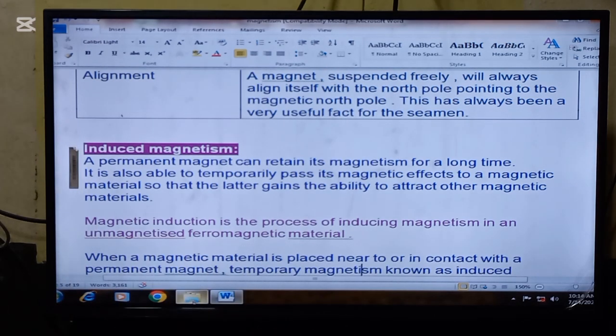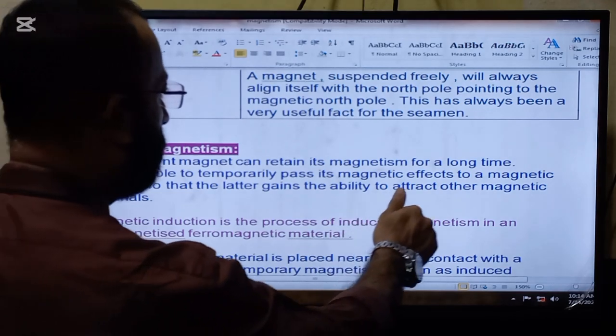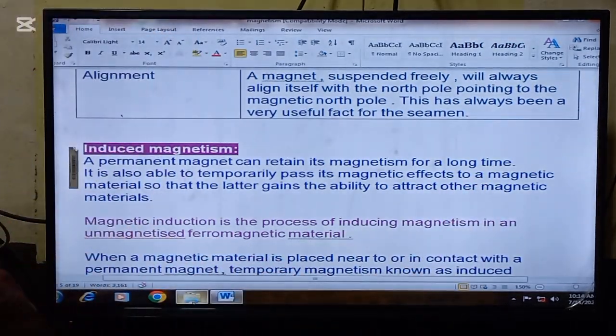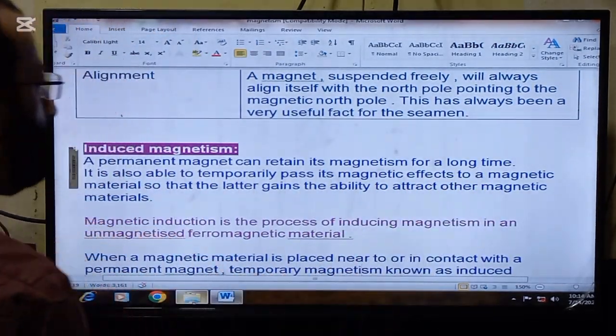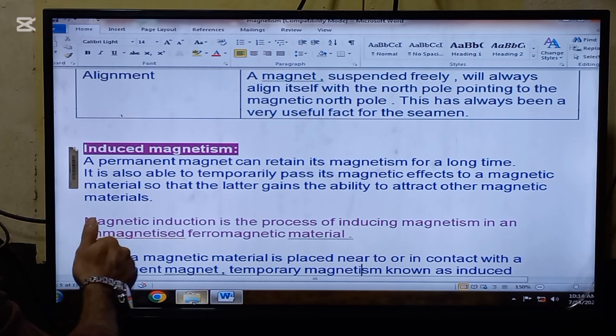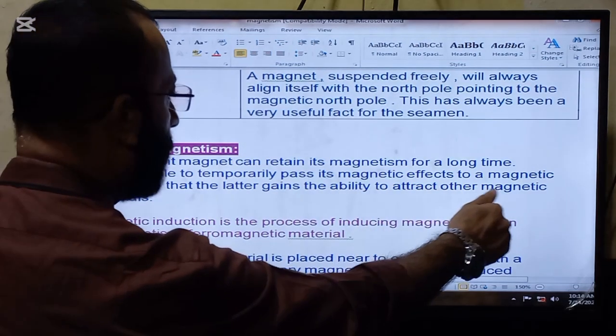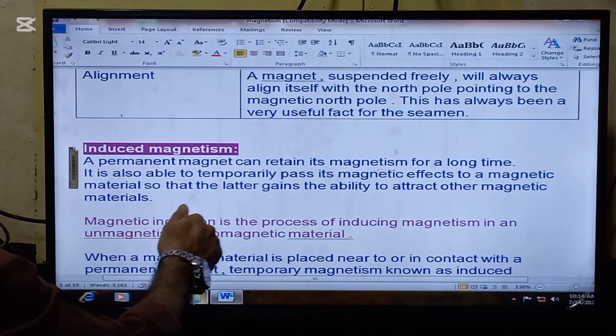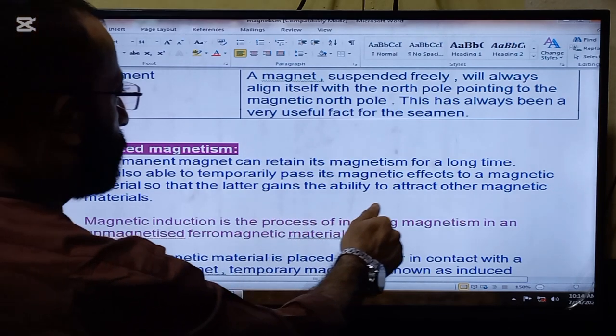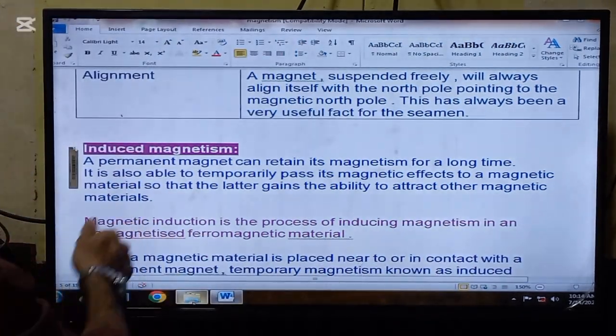The next thing that we are going to read in the lecture is induced magnetism. A permanent magnet can retain its magnetism for a long time. So this is again a very important point to be remembered. It is also able to temporarily pass its magnetic effects to a magnetic material so that the latter gains the ability to attract other magnetic materials.